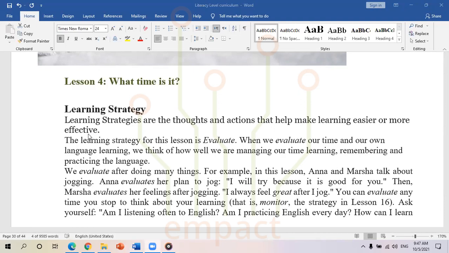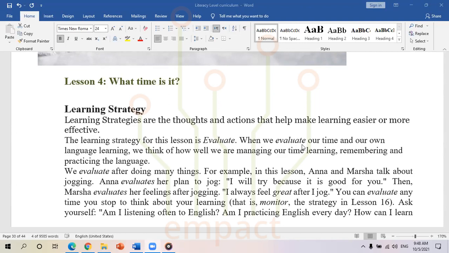Yes, go ahead, Khanum. Learning strategies are the thoughts and actions that help make learning easier or more effective. Thoughts, meaning ideas. The learning strategy for this lesson is evaluate. Evaluate means assessment, evaluation. Value, yes. Evaluate means to assess. Okay. Yes.